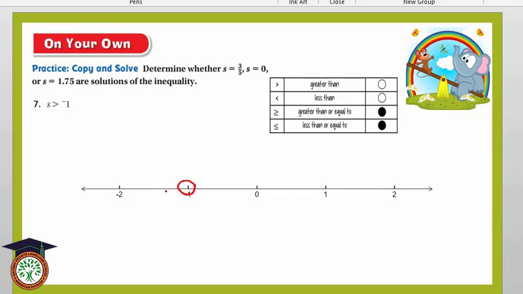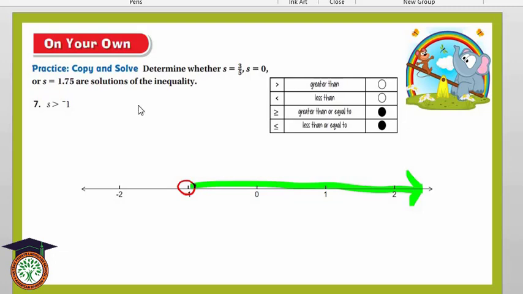Is my circle closed or open? It's open because I don't have an equal sign. It's greater than, so it's open. Then I'm going to shade a part of my number line. Which part? To the right or to the left? Go back to your inequality. Greater than, so I'm going to shade to the right. Okay, this is the first part of my question.